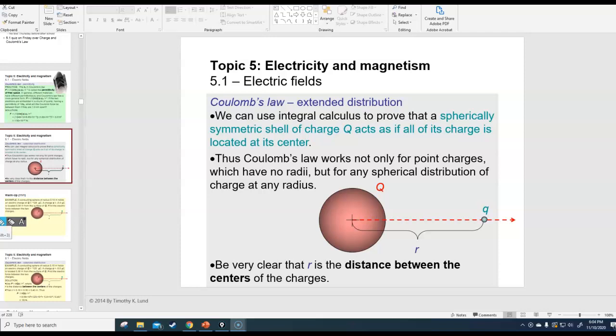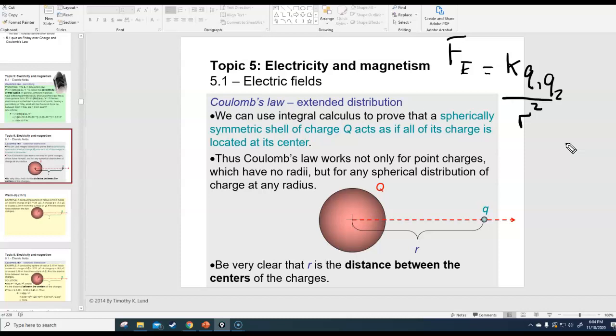Okay, so in the last video we talked about solving basic problems with Coulomb's law. Just to recap, Coulomb's law allows us to calculate the electrical force between two point charges, and that is equal to K Q1 Q2 divided by R squared, where Q1 and Q2 are the magnitudes of the two point charges, and R is the distance between the two point charges.